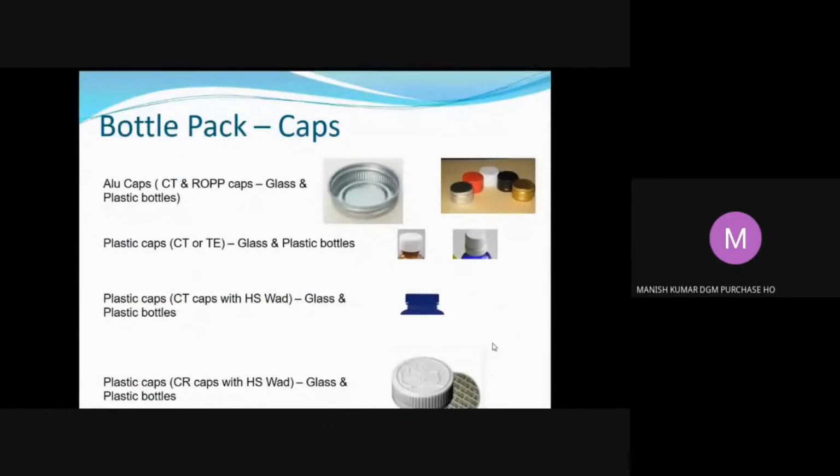For bottles, we are using different types of caps. Various designs of caps are getting used. It is an aluminum cap, also a continuous threaded cap, as well as ROPP cap is available in aluminum. And for plastic caps, you can use a normal continuous threaded cap, as well as tamper evident caps. Yeah, for plastic cap, with heat seal WAD is also available.